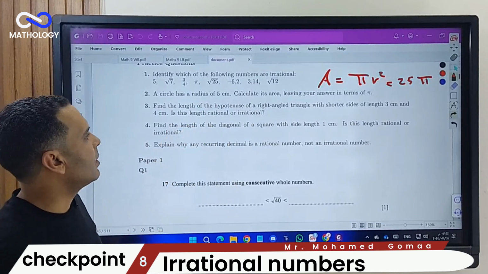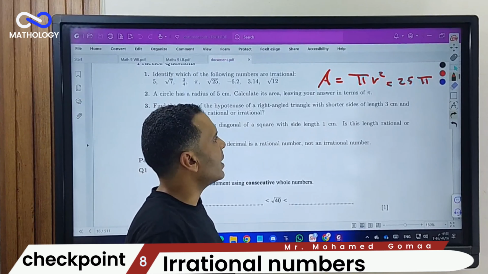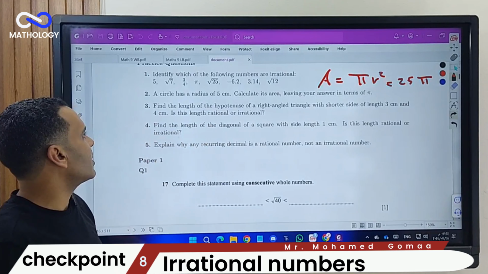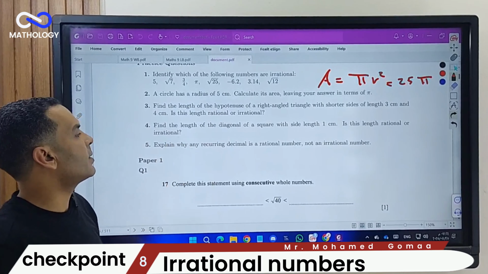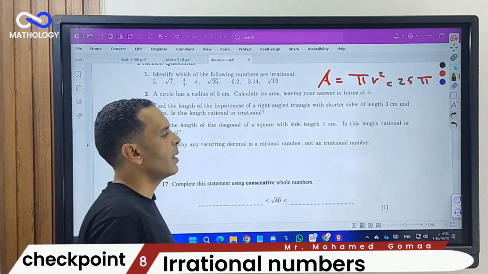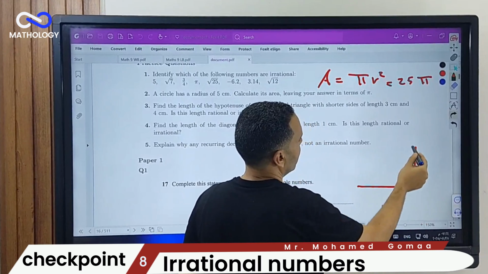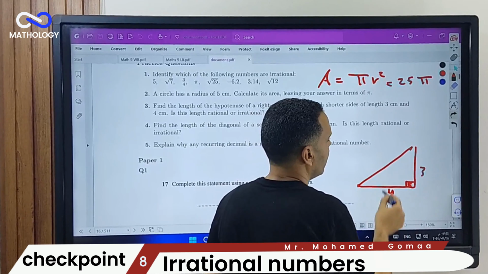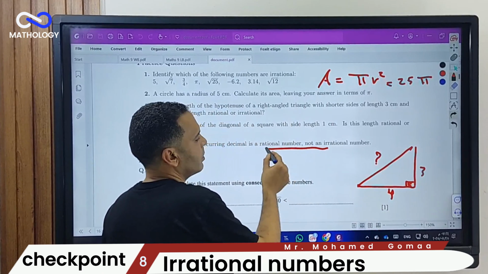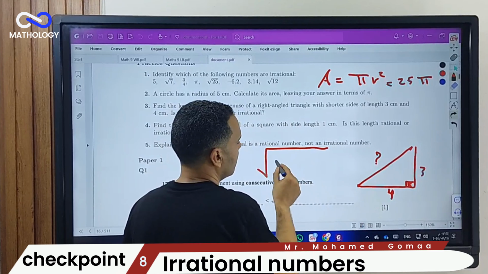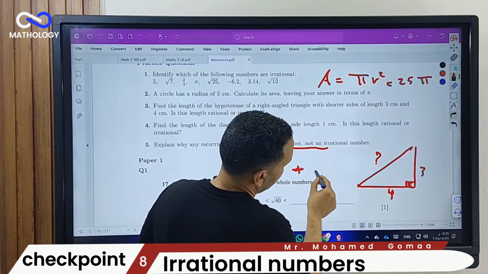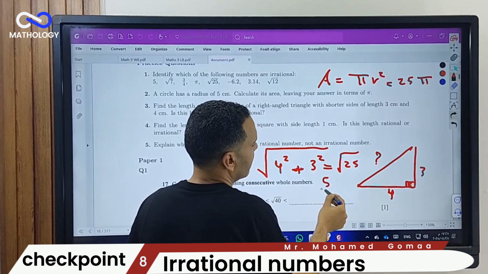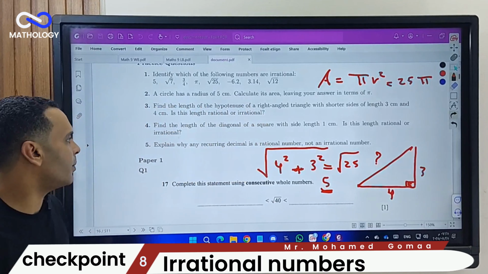Find the length of the hypotenuse of a right angle triangle with shorter sides of length 3 centimeter and 4 centimeter. Is this length rational or irrational? To get the hypotenuse, you have to remember the Pythagorean theorem. If you have this one 4 and this one 3, to get this one, you have to take the square root of 4 power 2 plus 3 power 2. It will be square root of 25. Square root of 25 equals 5. This number is a rational number.